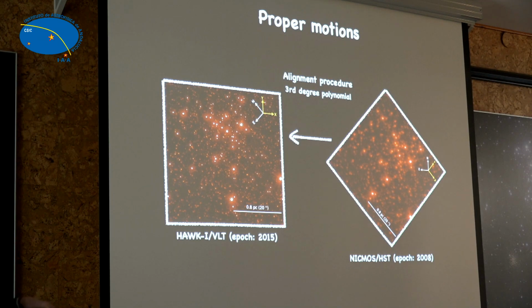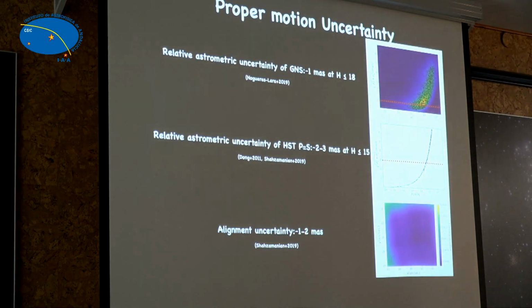The field of view of HST, as I said, is very small, 50 arcseconds by 50 arcseconds. So when you want to transfer these images on top of HAWK-I images, the small field of view can produce a lot of error in the alignment. So one has to be very cautious to do this kind of analysis. So we get the proper motions, and also we obtain the uncertainty of the proper motions.